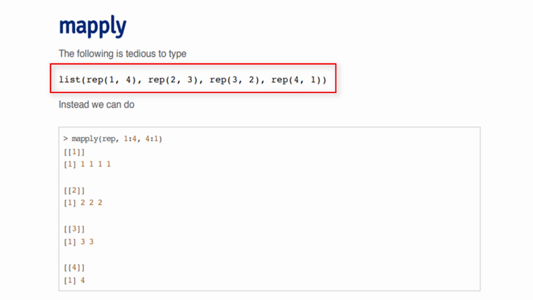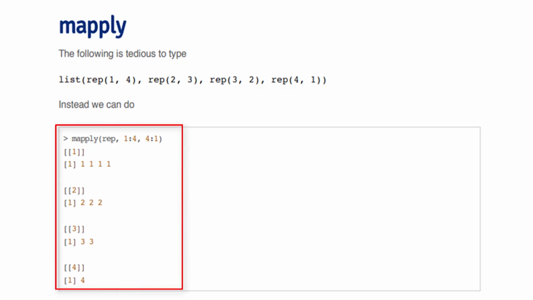But with mapply it's actually quite simple. I can just do mapply rep. So rep is the repeat function, and it has two arguments. The first set of arguments is going to be 1 through 4, and the second set of arguments is going to be 4 through 1. And you can see that in the list above, the first argument was 1, 2, 3 and 4, and the second argument was 4, 3, 2 and 1. So those are the two sets of arguments that I'm going to pass to mapply, and when I do that, I get my list of 4 1s, 3 2s, 2 3s and 1 4, just like the list that I have above.